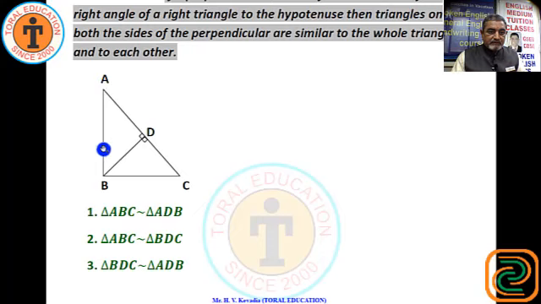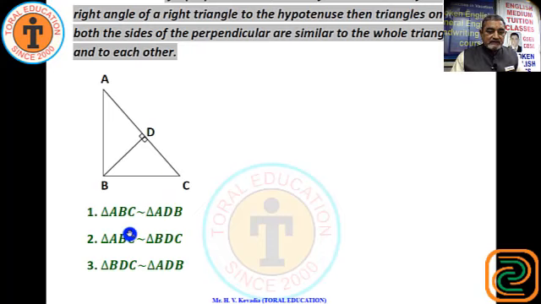Look here. ABC, B is the right angle. And ADB, D is the right angle. Why is it? Look, angle A is the common angle. Angle B is a right angle and angle D is a right angle. So by angle similarity, these triangles ABC and ADB are similar.